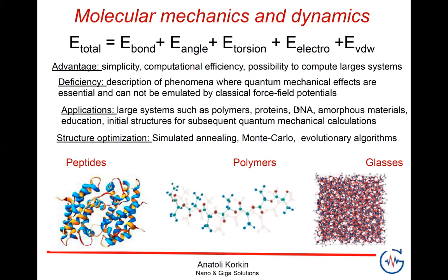Where can the applications be for these tools? First of all, very large systems like polymers, proteins, DNA, amorphous materials. Also, there is a lot of use of molecular mechanics in education, just to show how it can work in principle. For example, in peptides you can study the conformation, same for polymers. You can design glass structure. A lot of structure optimization methods are used in combination with molecular mechanics: simulated annealing, Monte Carlo, and various kinds of evolutionary algorithms.